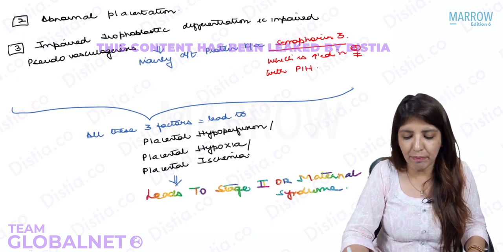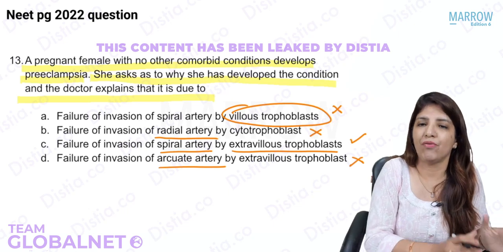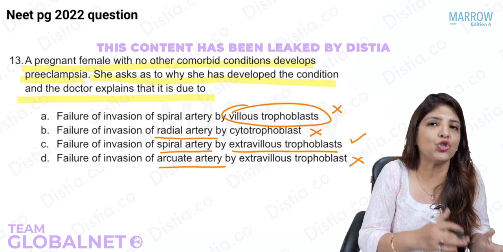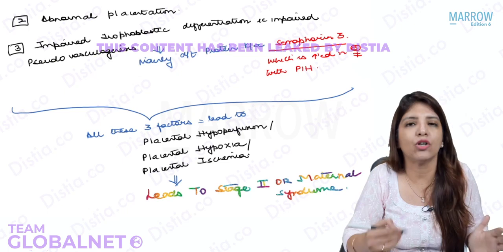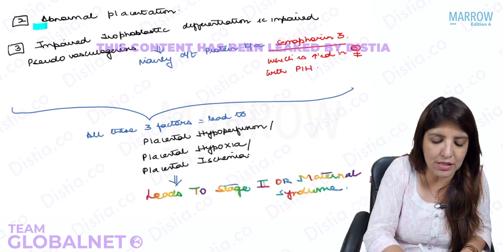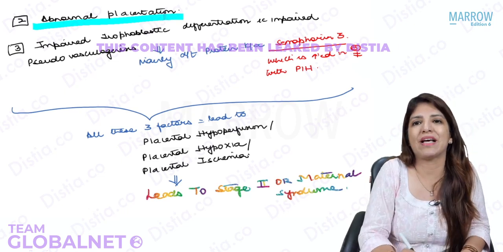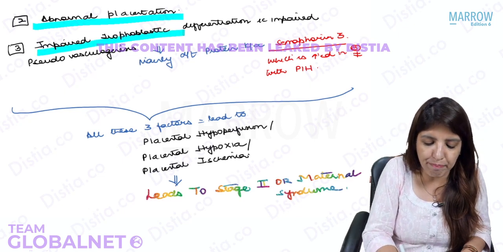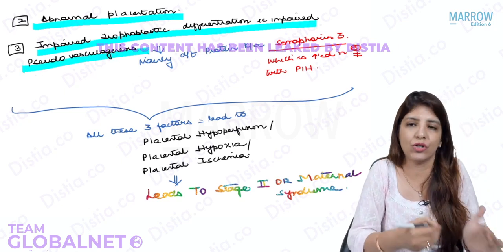Yes. Now, in the placental syndrome, one major part was abnormal vascular remodeling. But the placental syndrome is not just because of abnormal vascular remodeling. There are other contributors also. And what are the other contributors? Number 2, abnormal placentation. Because of abnormal placentation, there is also placental syndrome. And because of impaired trophoblastic differentiation, that is impaired pseudovasculogenesis.